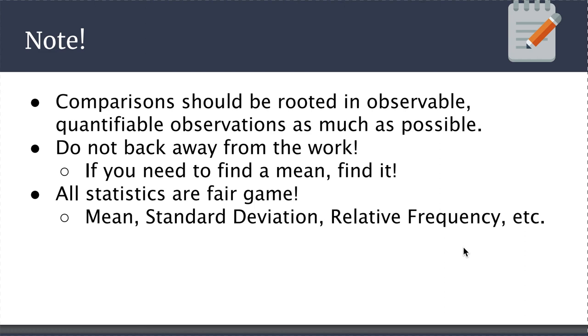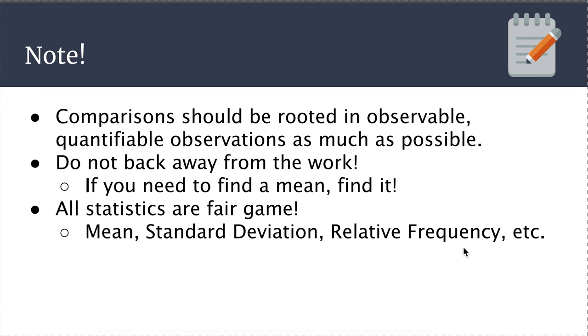As you've seen, also don't back away from the work. If you need to find a mean, find it. If you need to estimate a mean like we did in those histograms, do that. If you need to find a median, do that, okay? Otherwise, you run the risk of making some assumptions that could be dangerous. Also, all the statistics we've learned are fair game. Mean, standard deviation, relative frequencies, medians, interquartile range, outliers, finding outliers using 1.5 times the IQR, or standard deviation plus or minus, mean plus or minus 2 standard deviations. All of those are fair game in these comparisons. They could all be useful tools, so you need to be ready for them.